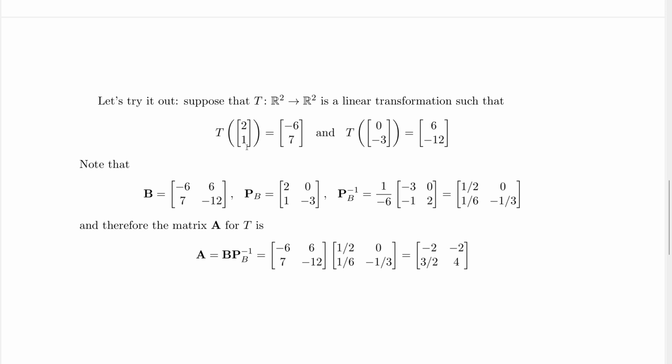I will then take my basis that I was given, create my change of coordinates matrix PB. This matrix is guaranteed to be invertible, so I compute its inverse, which I have right there. It's 1/2, 0, 1/6, -1/3. And therefore I can now create my matrix A for my linear mapping T by simply computing this matrix multiplication. All right, so I do this matrix times that one, and it cleans up to that. -2, 3/2, 4.